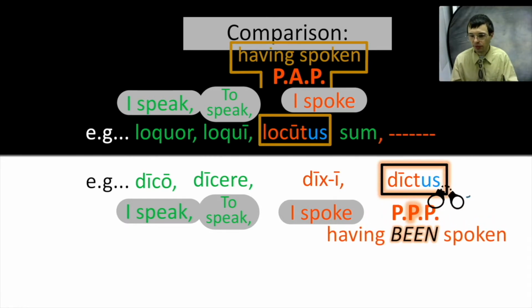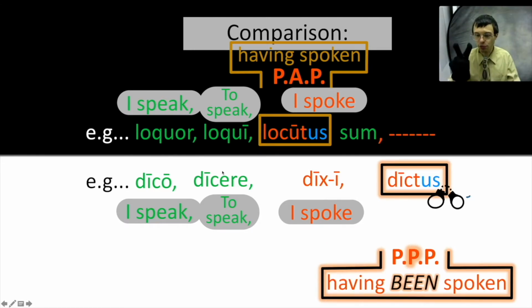Then, for the fourth principal part, dictus means having been spoken, and there is no correlate to that in deponents. Because deponents are already passive looking made active. We're not going to make it passive again. So deponents don't have a passive voice. Like you can't say loquo and it be passive. No, that's not going to work. So anything in black has no passive voice.